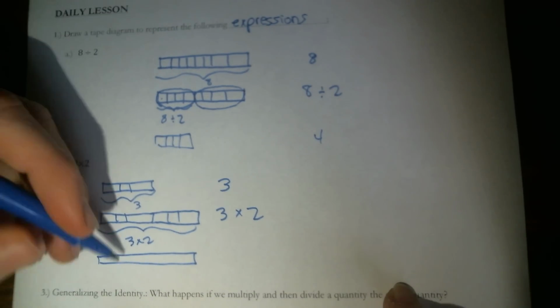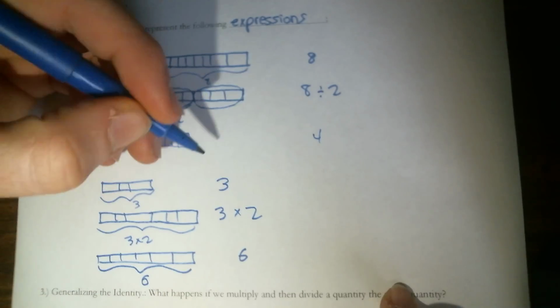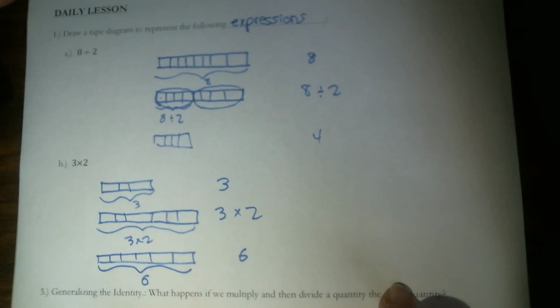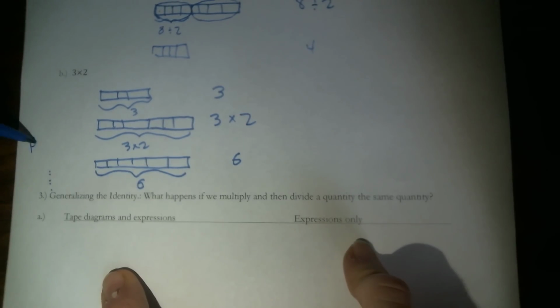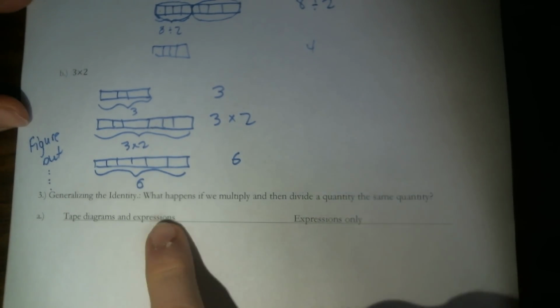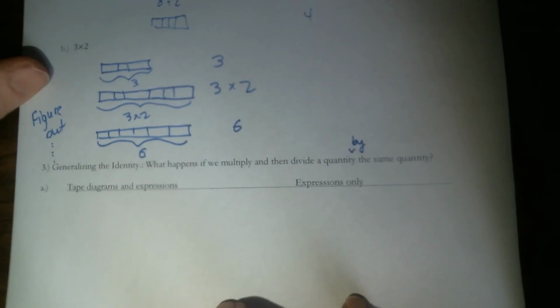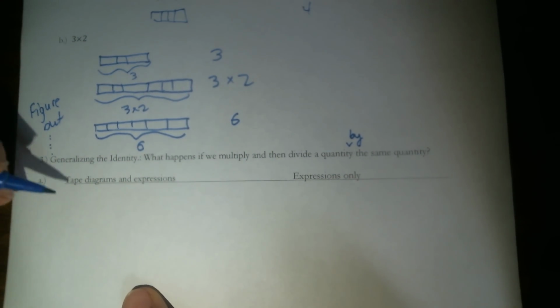I better scroll down there on my page. 1, 2, 3, 4, 5, 6 lines, total of 6. So obviously we had 3, multiplied by 2, got 6. Had 8, divided by 2, got 4. Just some basic stuff to set us up for those identities today. So the identity we're going to be generalizing, remember, what does it mean? Figure out, fancy word for figure out or discover. What happens if we multiply and then divide a quantity by the same quantity? So let's use 3s and 2s. Those are usually easy to draw, easy to illustrate.